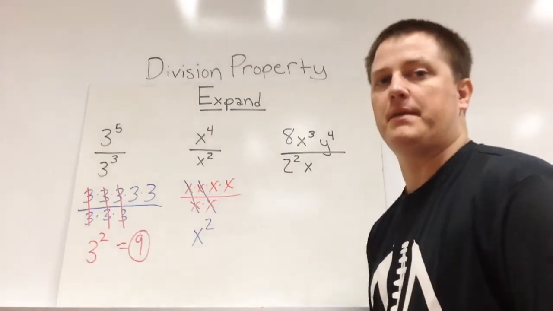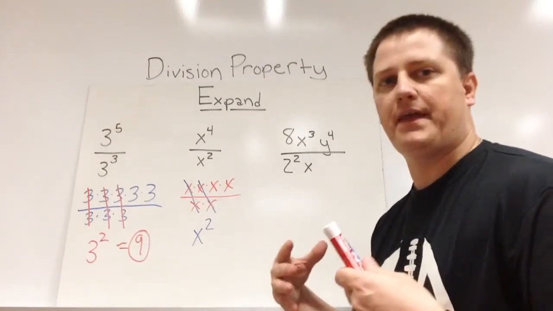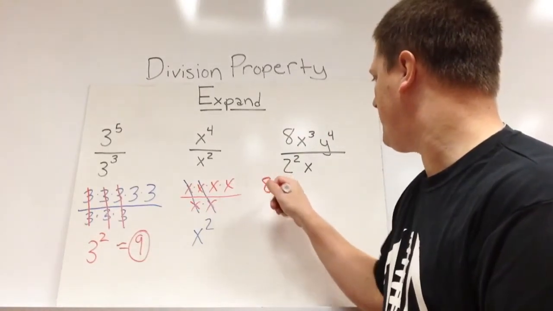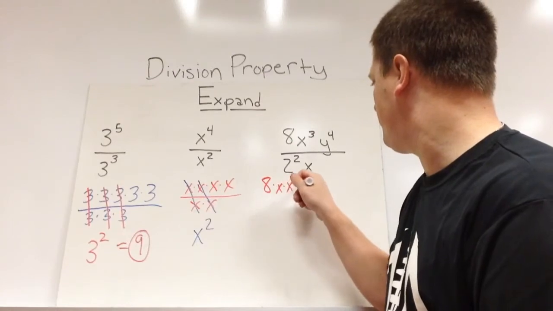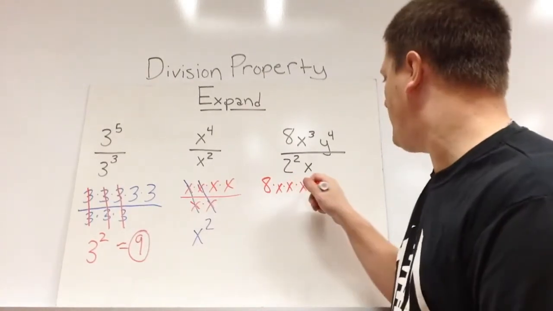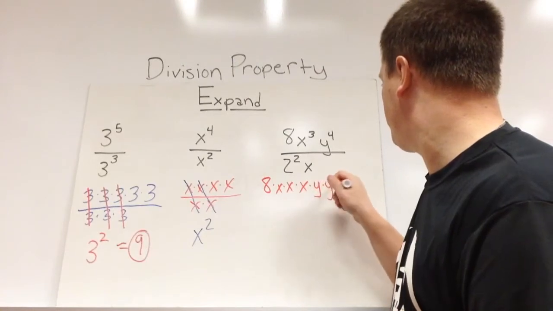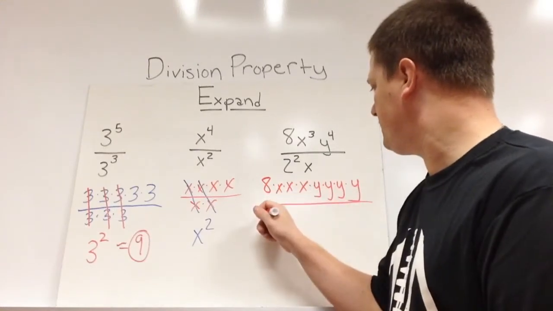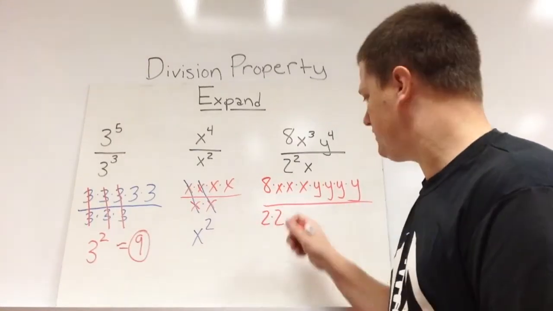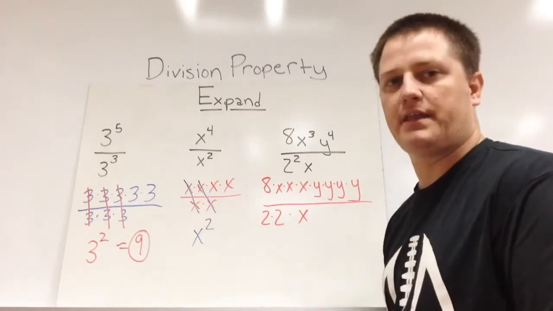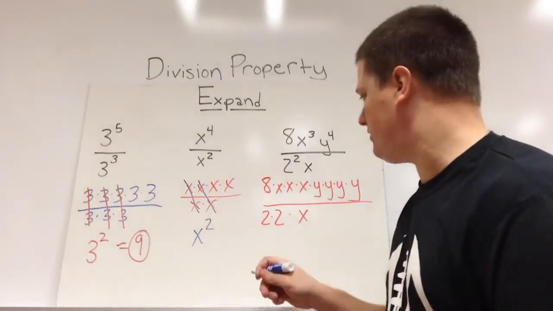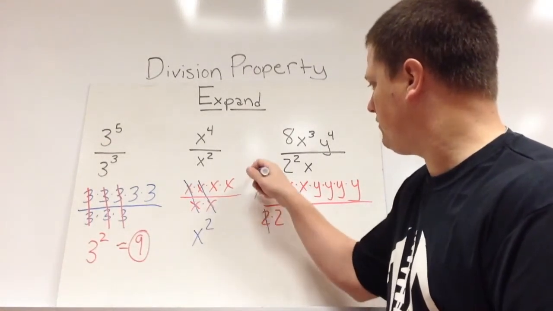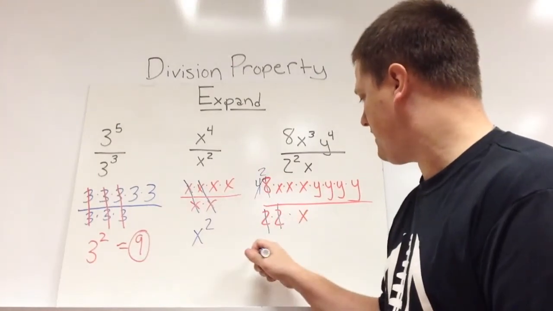Now we have this longer problem. Now the focus should be on things that can reduce. So on the top we have 8 times x, x, x. And then we have 4 y's, 1, 2, 3, 4, over 2 times 2 times x. So we cross out the things that can reduce. Well, 8 and 2 can reduce. This would become 4. 4 and 2 can reduce. That would become 2. So we're going to have a 2.